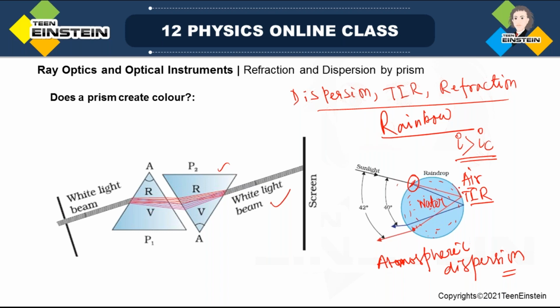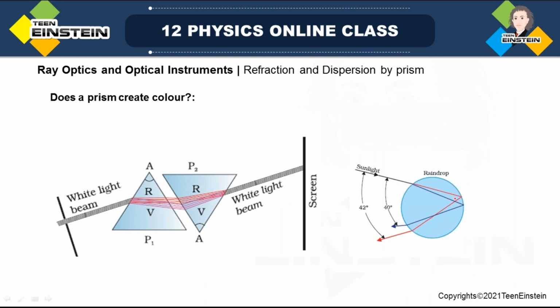And when there is only one total internal reflection for the same ray of light, it is called the primary rainbow. This is called the primary rainbow, when only one TIR happens.